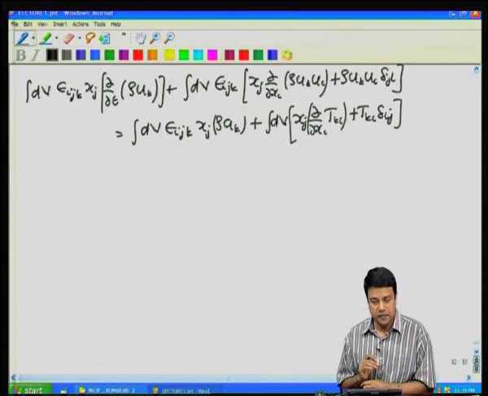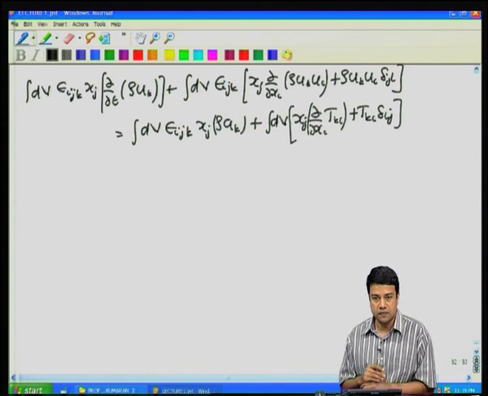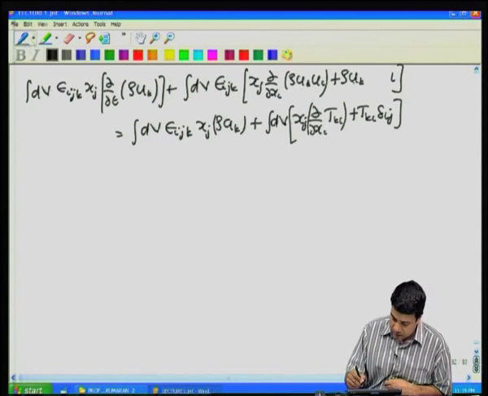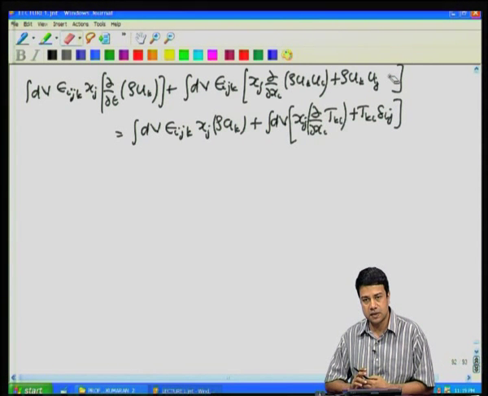A brief simplification here. Delta j l times u k u l is non-zero only when j is equal to l. Therefore, delta j l times u k u l can be replaced by u k u j, because delta j l is non-zero only when j is equal to l. So, in the expression, instead of u l, I can replace it by u j and remove the delta function. Similarly, t k l times delta l j, replace l by j and remove the delta function.